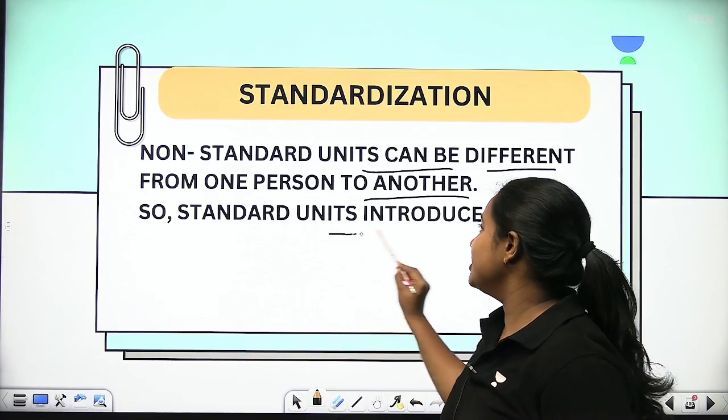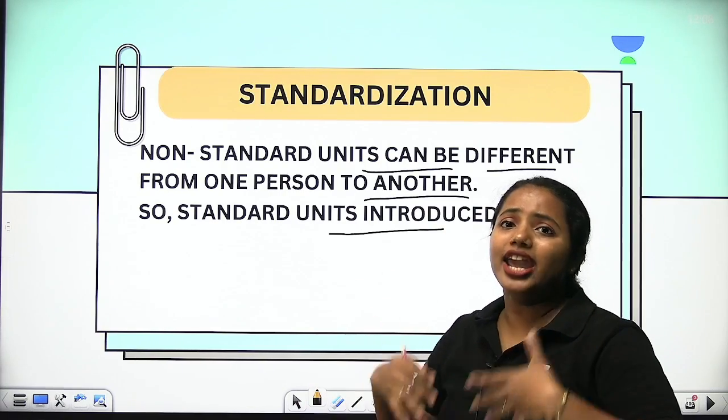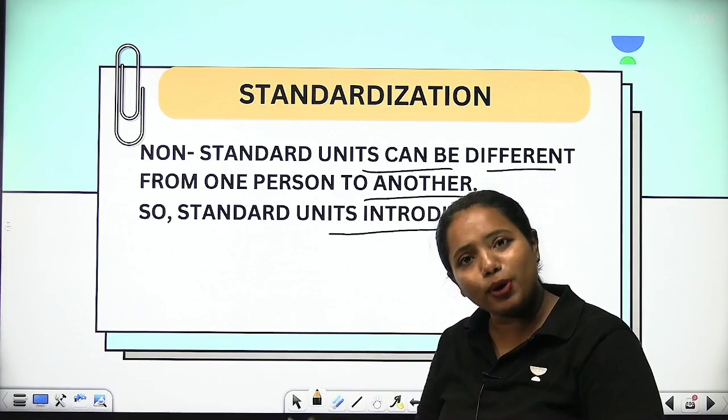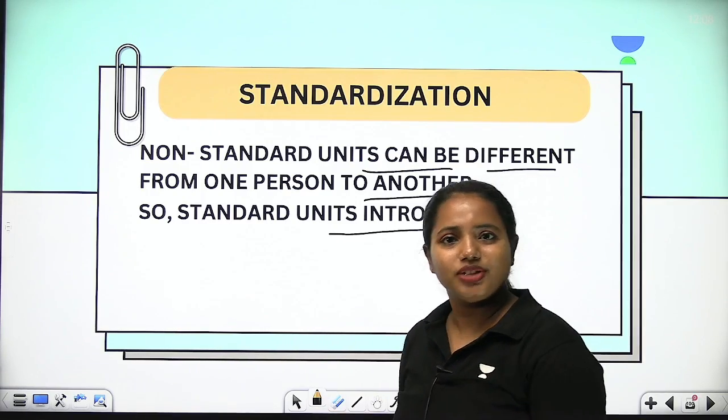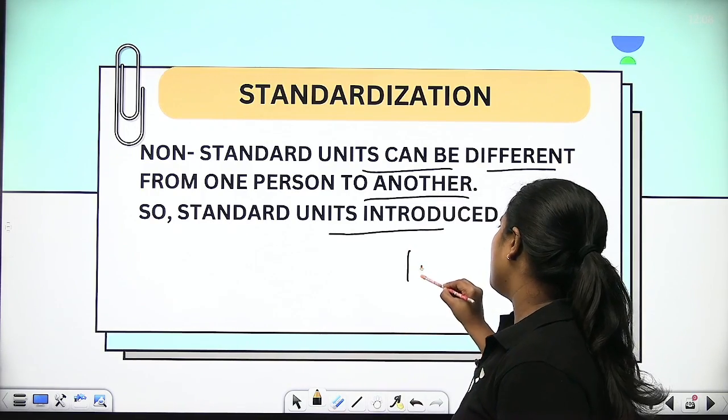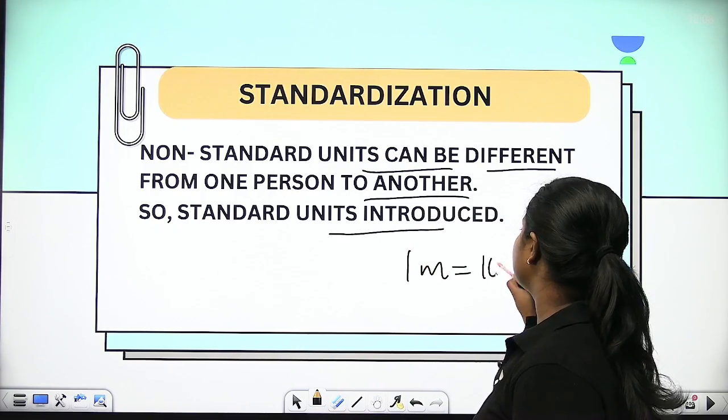But standardization is nothing but a way in which the units have improved in such a way that this can be used anywhere in the world. Okay, so let's take an example. So 1 meter equals 100 centimeter.